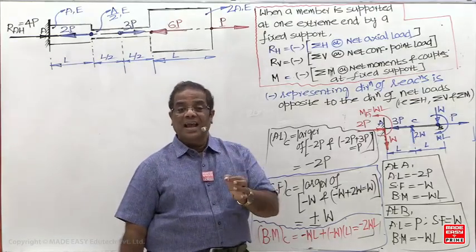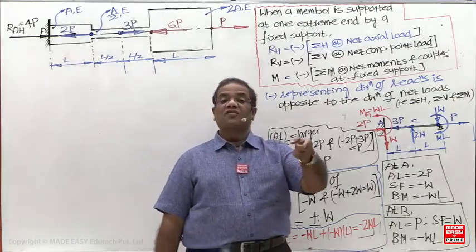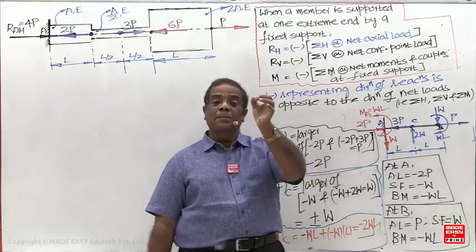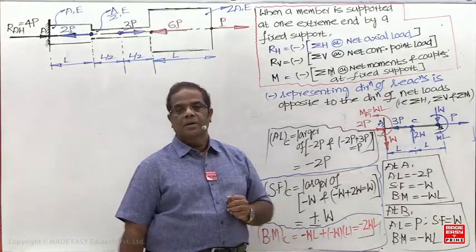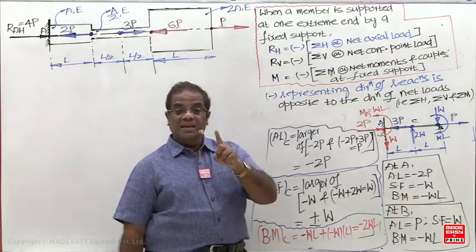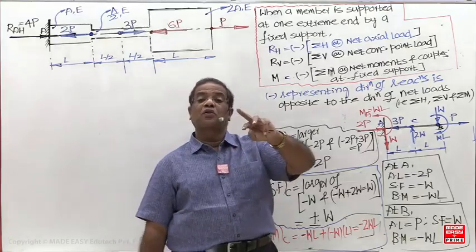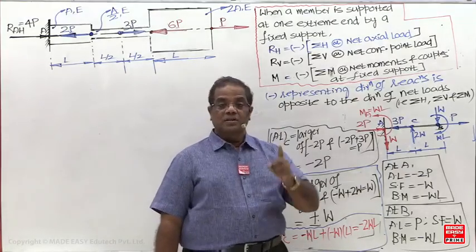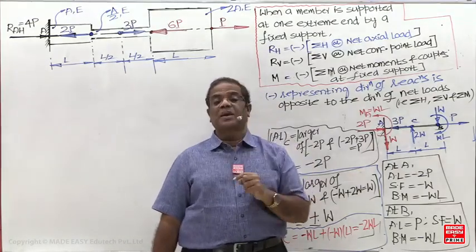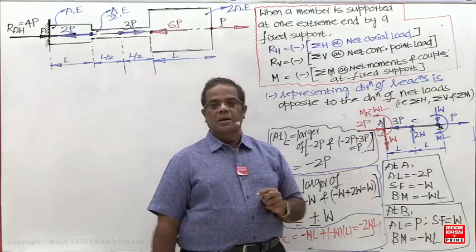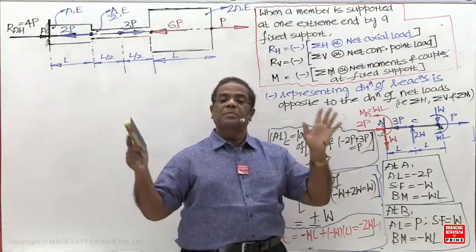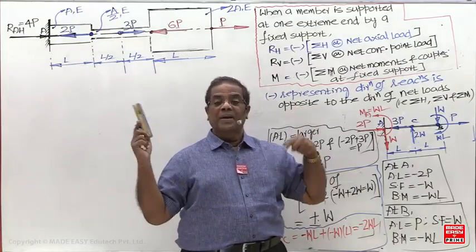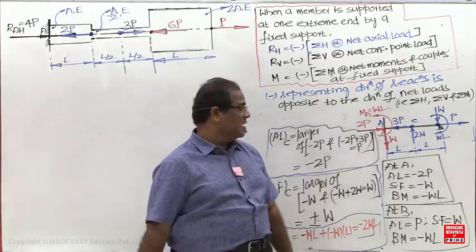So if the moment reaction is incorrect, only the bending moment is incorrect. But if the vertical reaction is incorrect, both shear force and bending moment are incorrect. So the calculation of the vertical reaction is very important now.